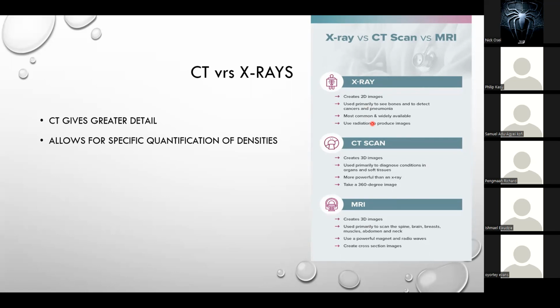Comparing the two, X-rays are more common and of course cheaper. They will provide you 2D images. CT scans are pretty much a higher form of X-rays. They are just more powerful. They give you a 360-degree view. They can create 3D images, and they see tissues better than X-rays, of course. MRI, we'll get to that shortly, I mean, in our next lecture.